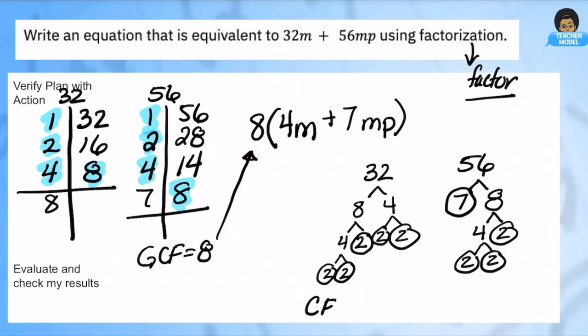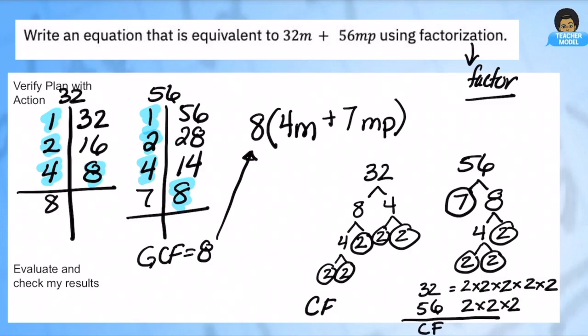Now here's the fun part, right? Watch this. What do they have in common? I'm going to write them on top of each other so you can see. Here's 32. Here's 56. And I'm going to look for what they have in common. So 32 is 2 times 2 times 2 times 2 times 2. 56 was 2 times 2 times 2 times 7. So what do they both have in common? It's kind of like go fish. Like when you get a pair.